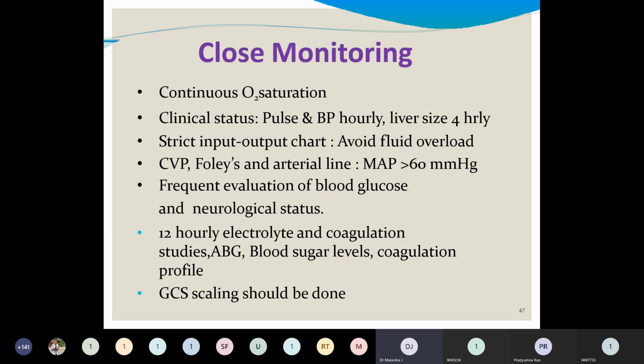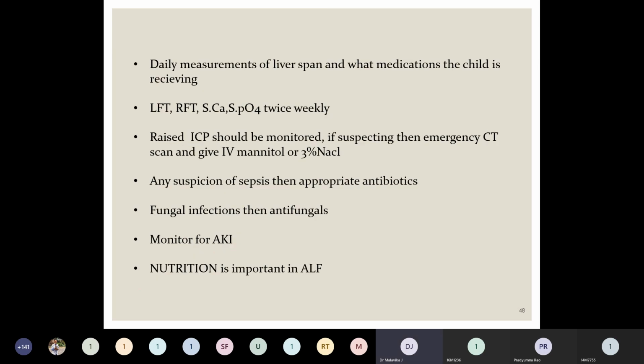Electrolytes, coagulation profile, ABG, and blood sugar level should be done every 12th hourly, and GCS scoring should be done hourly. So daily measurement of liver span and what medication the child is receiving is an important topic which should be written in every note. And LFT, RFT, serum calcium, serum phosphorus level should be done twice weekly.